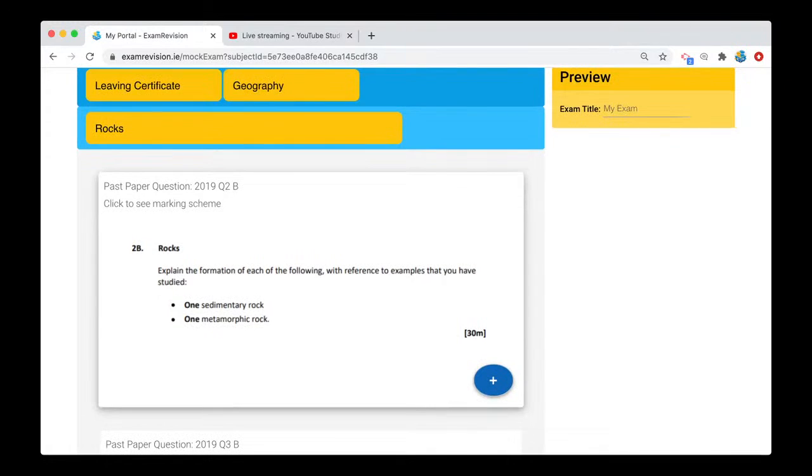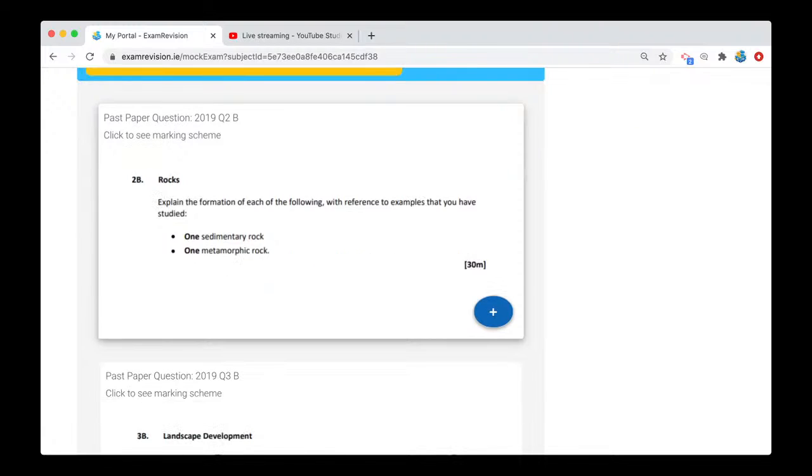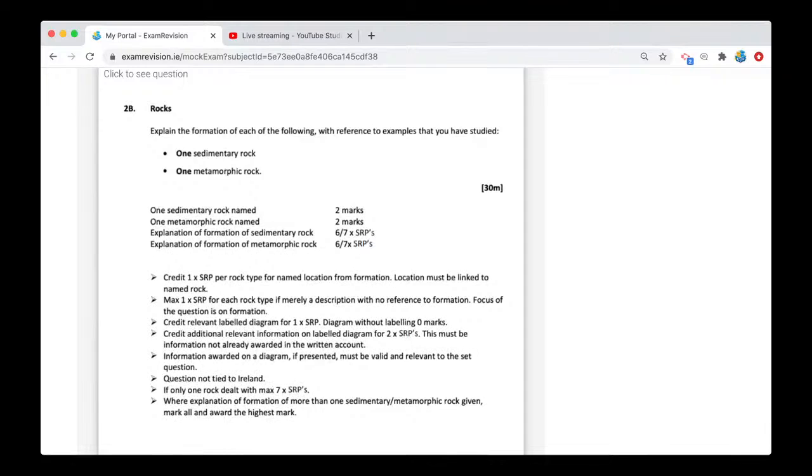paper. So 2019 was a formation of rocks. So we had: explain the formation of each of the following with reference to examples you've studied. So one sedimentary rock, one metamorphic rock. If you click on this, it can give you, we will get the marking scheme. Okay, so then we can see how the question is broken up.